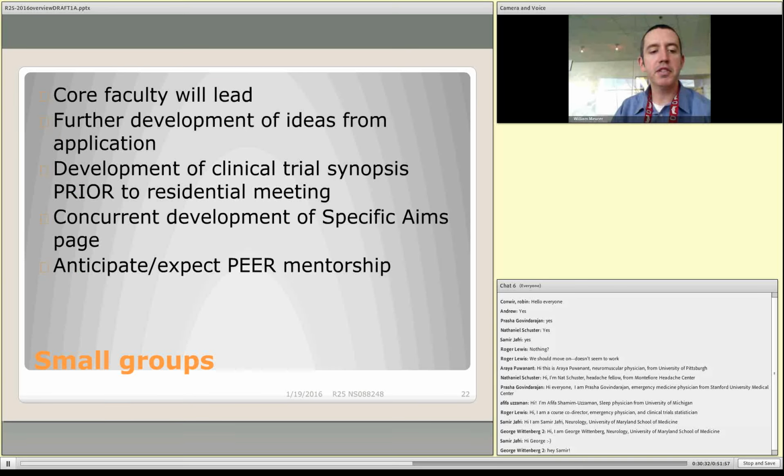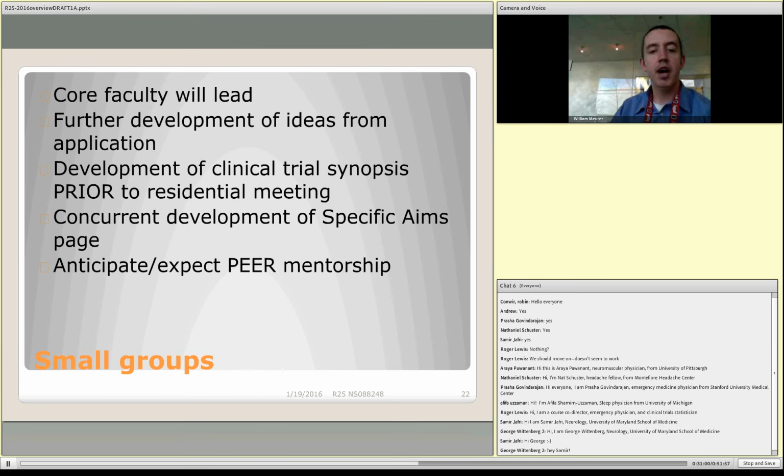Again, I talked a little bit about the small groups. The core faculty will be leading these. You'll be further developing the ideas that you've put into your initial application. There's development of a clinical trial synopsis that you'll be bringing to the residential meeting in August, and really this ought to be mostly a draft protocol that you're going to be making some tweaks to when you're there. And then concurrent development of the specific aims page, possibly the budget as well, so that we can work on that even more when you're in Ann Arbor.